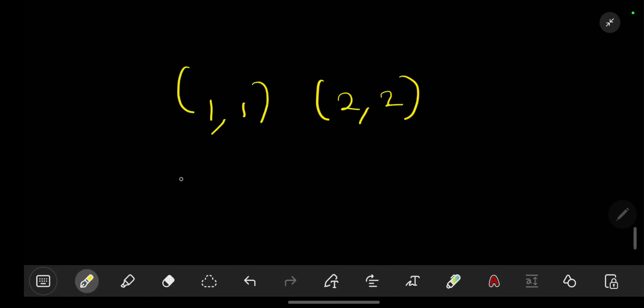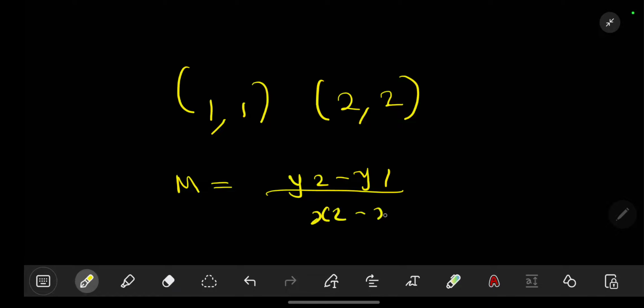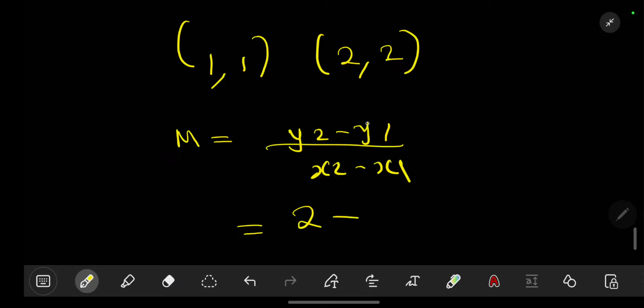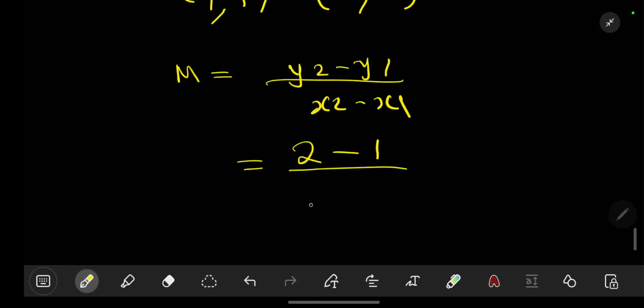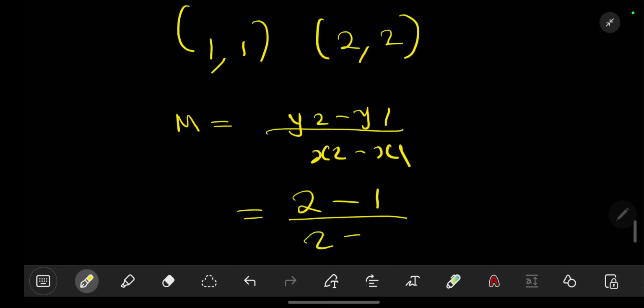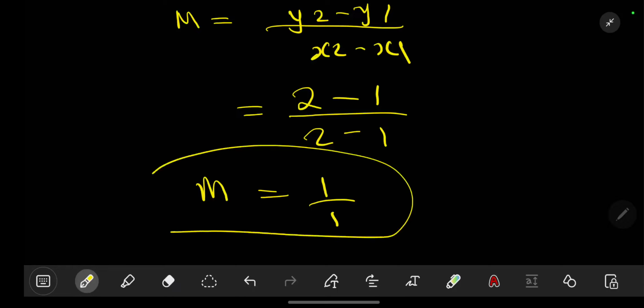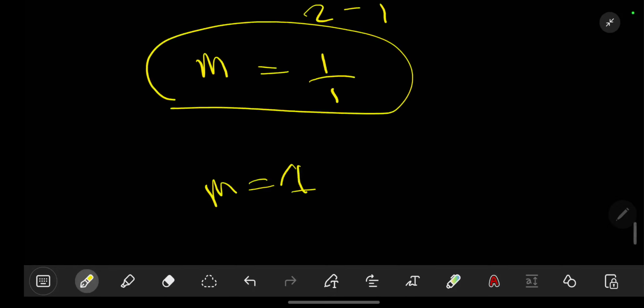You can find that the gradient is equal to y2 minus y1 over x2 minus x1. What is our y2? Our y2 will be 2 minus the y1, which will be 1, over x2, which is 2, minus the x1, which is 1. So for any two coordinates you take like that, it will be 1 over 1, which will be your gradient. So your gradient will be equal to 1. So that is how you deal with that.